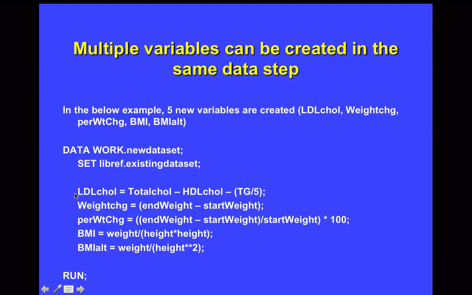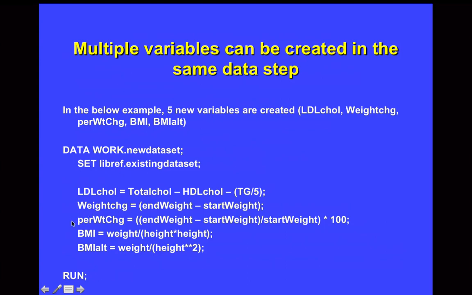Here again is the LDL chol variable that we just talked about in the previous slide. Next, I'm creating a weight change variable. Weight CHG is the actual variable name, and that is defined by the difference between end weight and start weight. So you imagine that your input data set has a variable named end weight and a variable named start weight, and you're simply taking the difference between those two variables to arrive at a value for weight change.